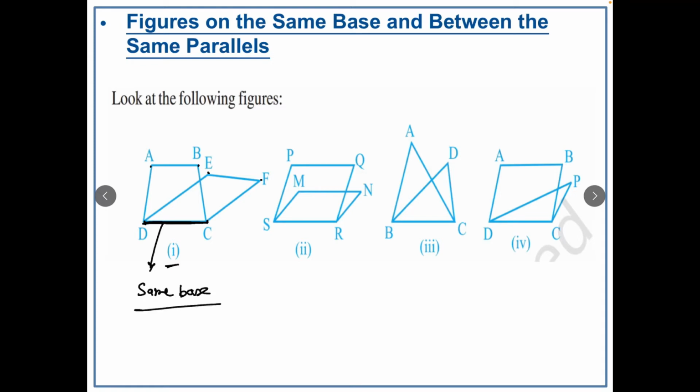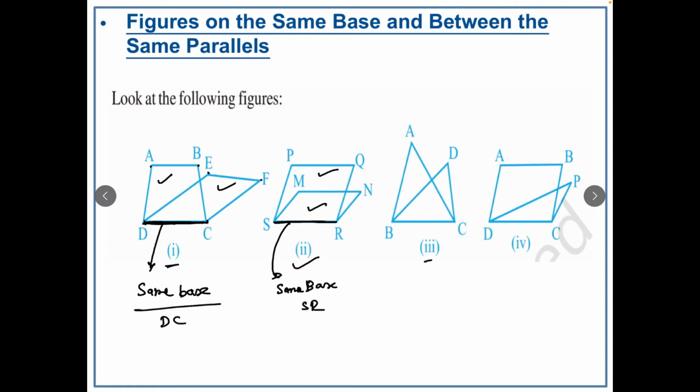Okay, both the trapezium and this parallelogram are sharing a common line or common side, so that is the common base for the two figures. Similarly, in the second figure you can see that here we have two parallelograms, PQRS and parallelogram MNRS. In these two parallelograms you will find that they are sharing a common side, that is SR. So the common base, or you can say same base, here is SR, while here it was DC.